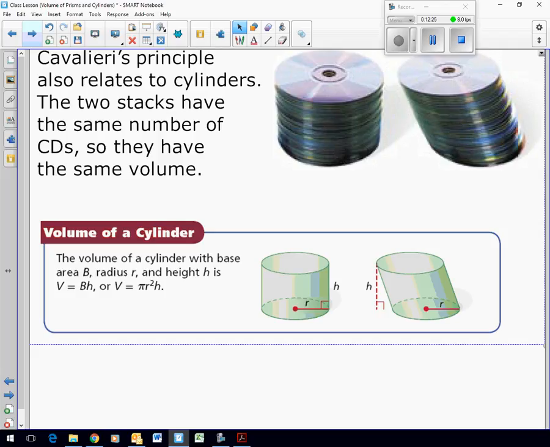This is always on your EOC. I promise you, you will get one question like this on your EOC, and you better get it right because it's an easy one, okay? You're going to get two figures. One of them's going to be straight up and down. The other one's going to be leaning, and it's not going to look like it, okay? And you got to remember, if they have the same area and the same height, yes, indeed, they have the same volume. So with me?